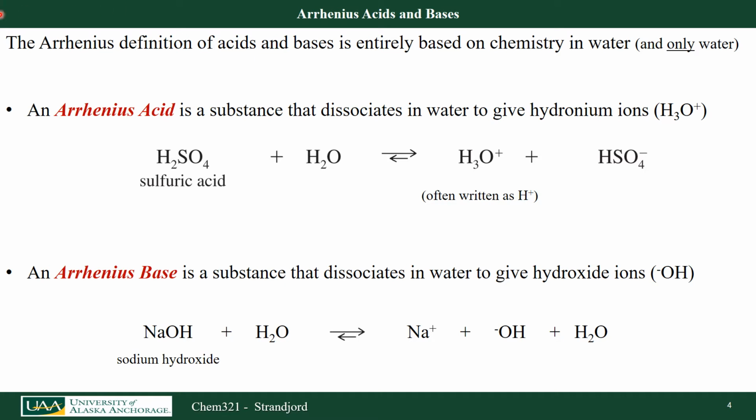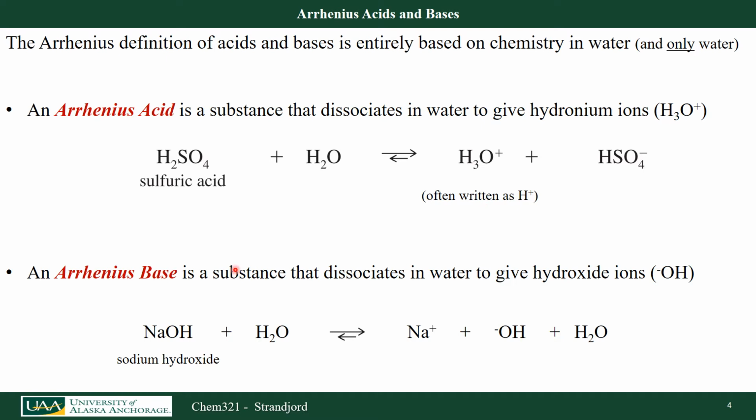So if we look at an example of an Arrhenius acid, a good example is sulfuric acid. If I take sulfuric acid and put it in a little water, I actually form the hydronium ion and the sulfate. Notice that we often also just write that hydronium as H+ or as a proton. They both mean the same thing.